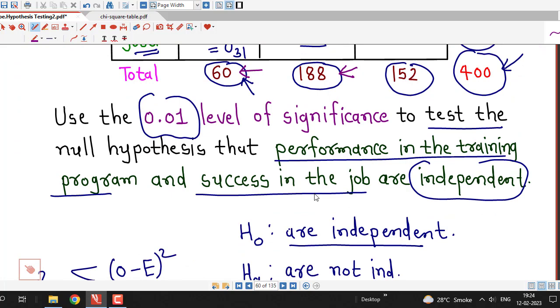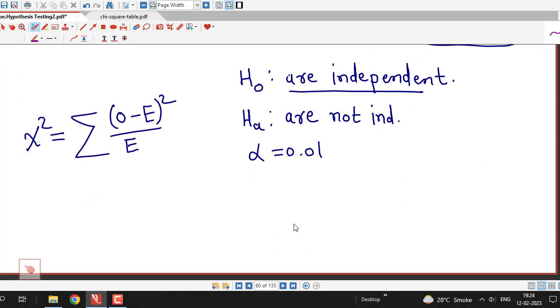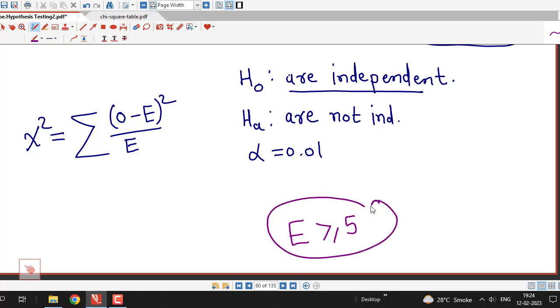After you calculate expected frequencies, you have to check that all the expected frequencies are greater than or equal to 5. Here also it is required. Once you calculate expected frequencies, then you have to calculate the value of the test statistic. After calculating the value of the test statistic, you have to find out the critical value for chi-square at given level of significance and given degrees of freedom.